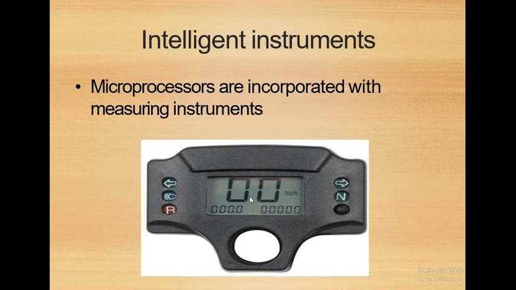Suppose you want to give some color to this display, and some rolling display as per your requirement, that also you can do. Suppose you want to use a buzzer or indication when the speed crosses 80 or 90 kmph, that may also be done. So n number of things you can do here. These types of systems are generally called smart systems or intelligent systems, and such an instrument is called an intelligent instrument. Here it is written: microprocessor incorporated with measuring instruments.